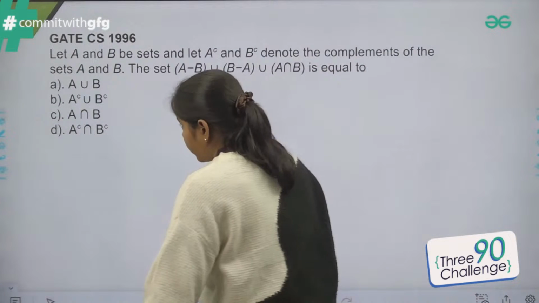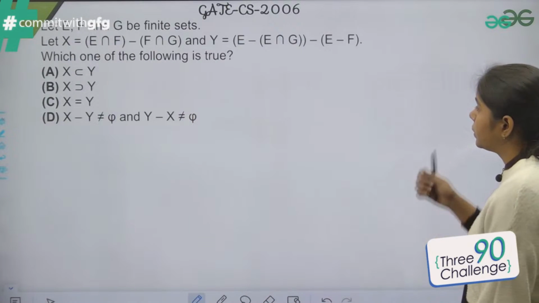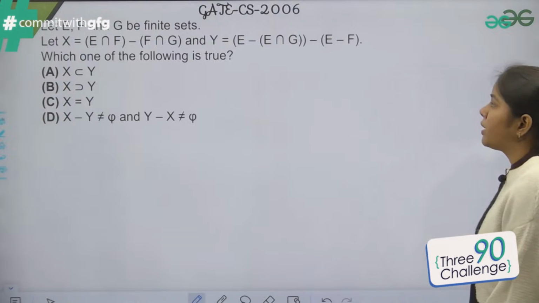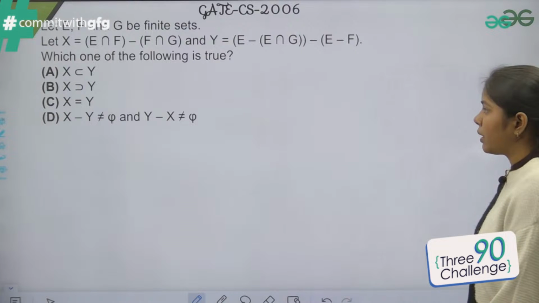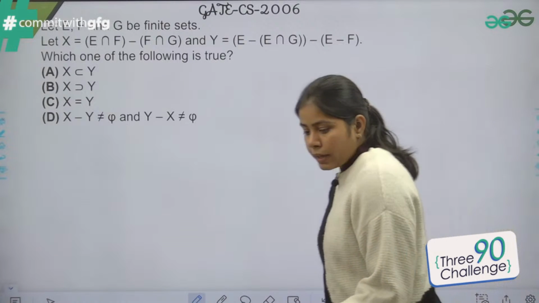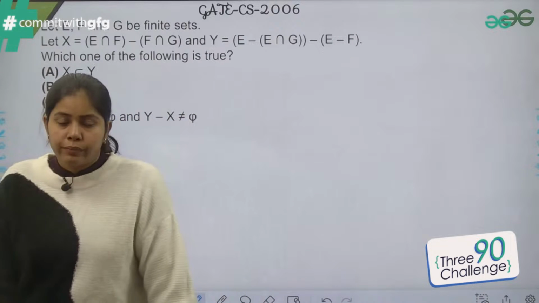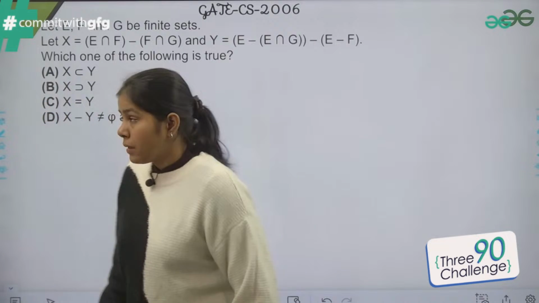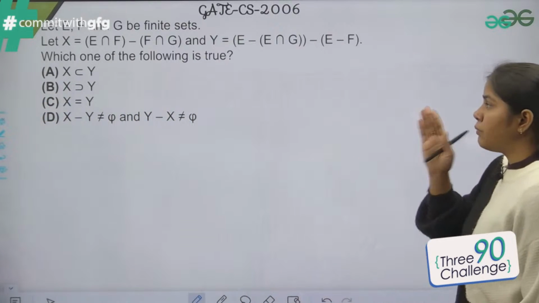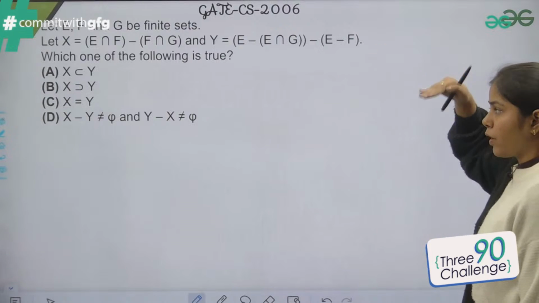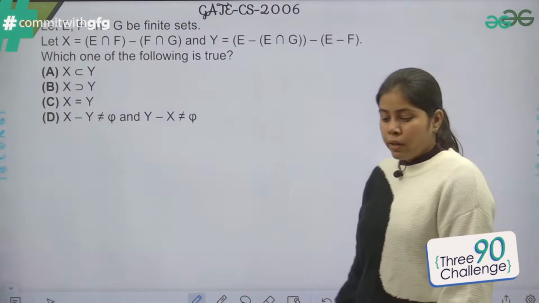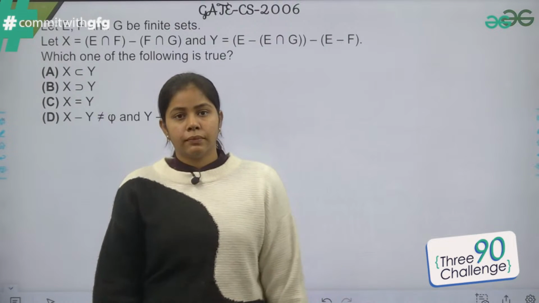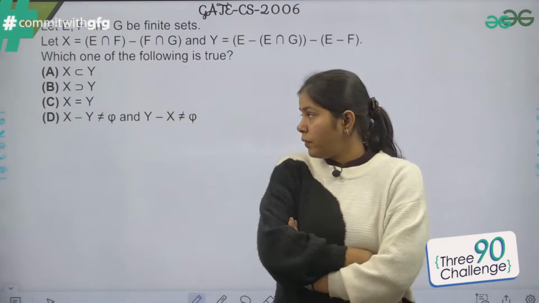Okay, let's solve next question. Yeah, this is the next question. They are saying that x is equal to E intersection F minus F intersection G, and y is equal to E minus E intersection G minus E minus F. Which one of the following is true? Again, you have to draw a Venn diagram. Just draw a Venn diagram and check. What would you get? Solve for x, solve for y using Venn diagram and see which of the area you are getting. If x is a subset of y, y is a subset of x, x equals y, what are you getting. Right? So yeah, try to solve it.